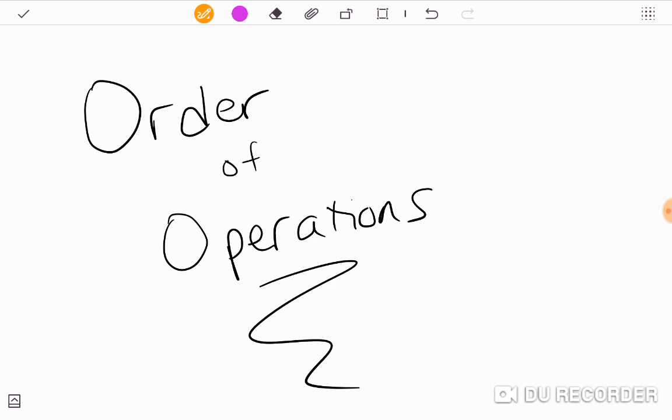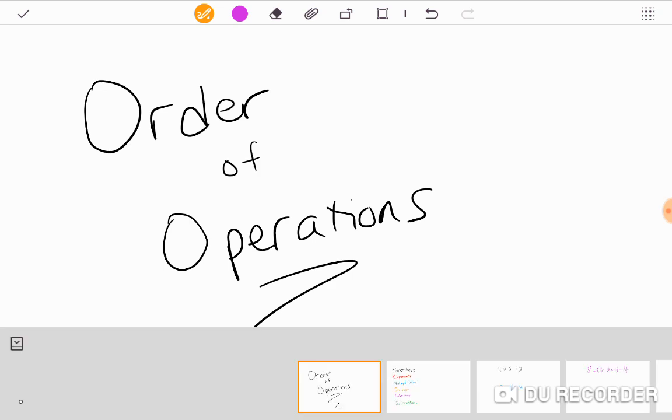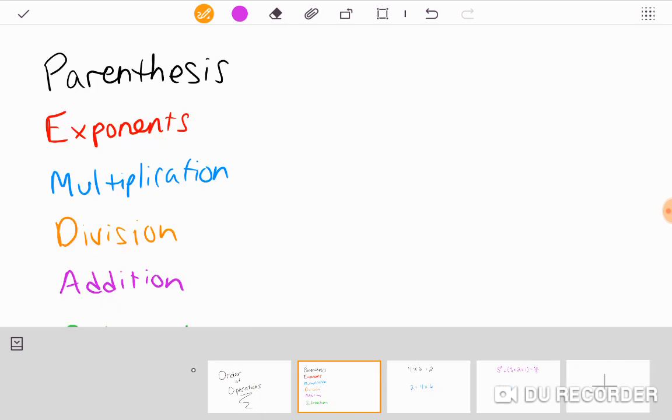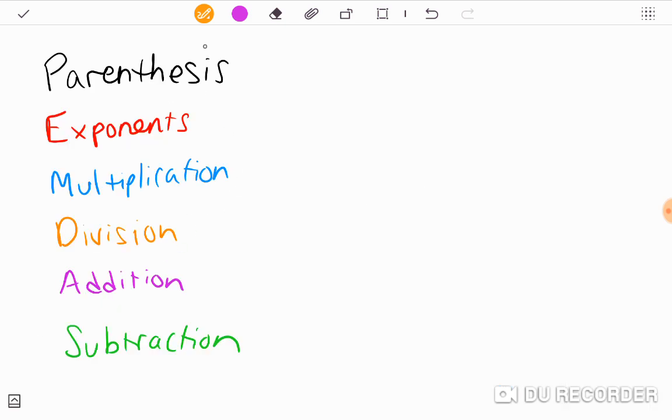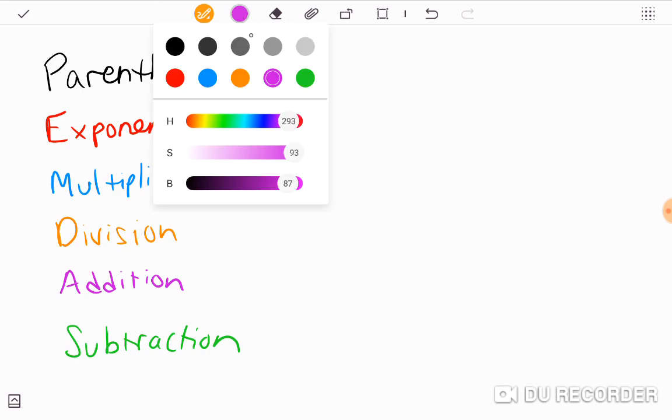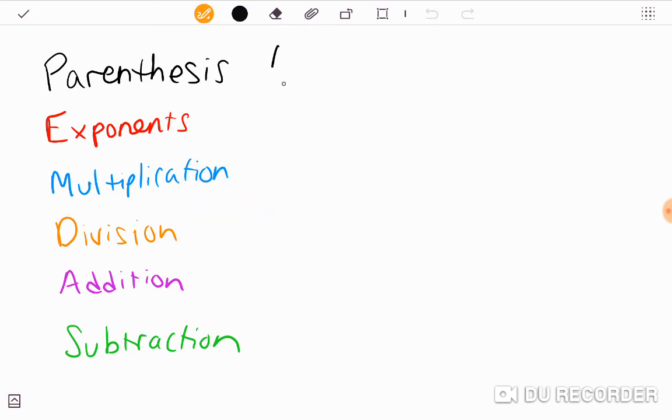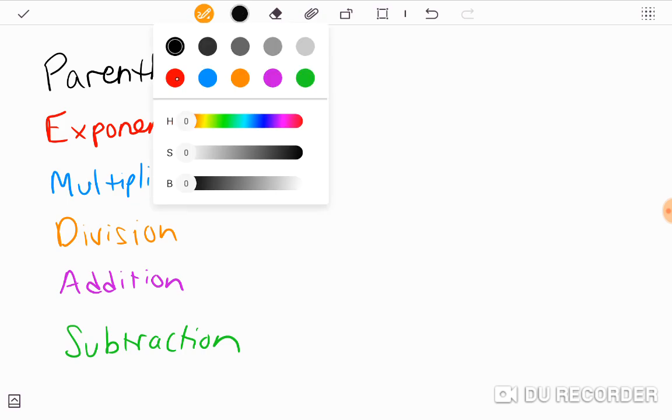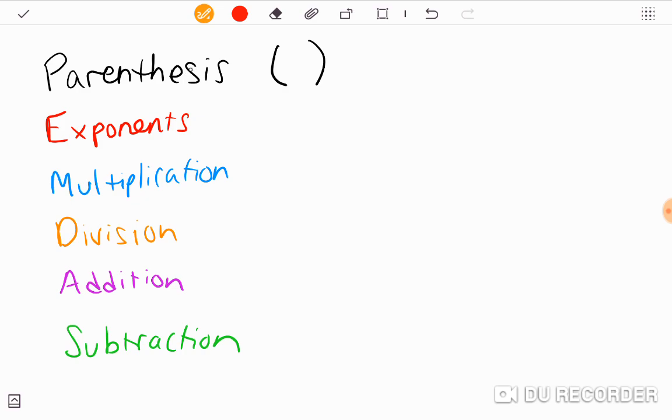So if we go to the next slide, what I did is I wrote down what PEMDAS actually stood for. So we have PEMDAS. If you look at the first letter, PEMDAS stands for parentheses, so our P is parentheses. The first thing you want to do when you're doing these problems with the order of operations is you want to get rid of the parentheses. You want to do the stuff in the parentheses first.